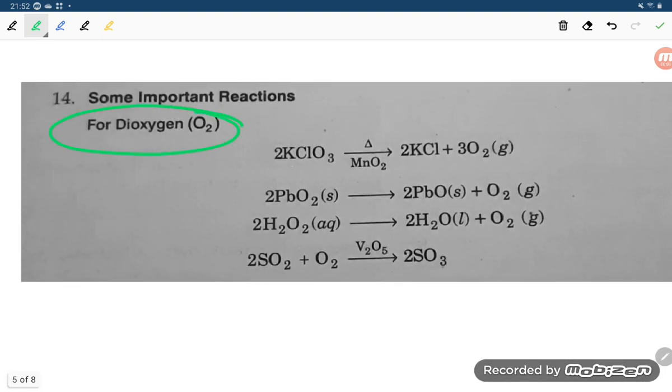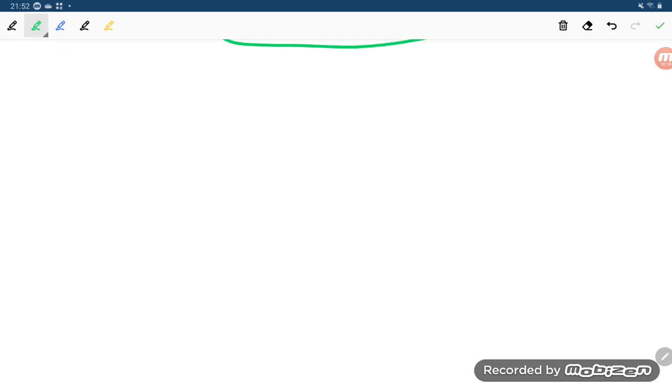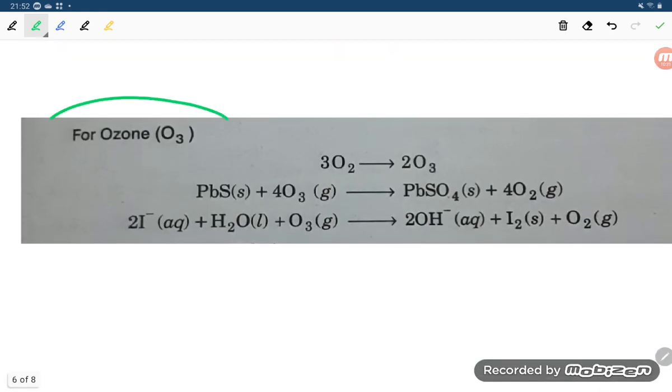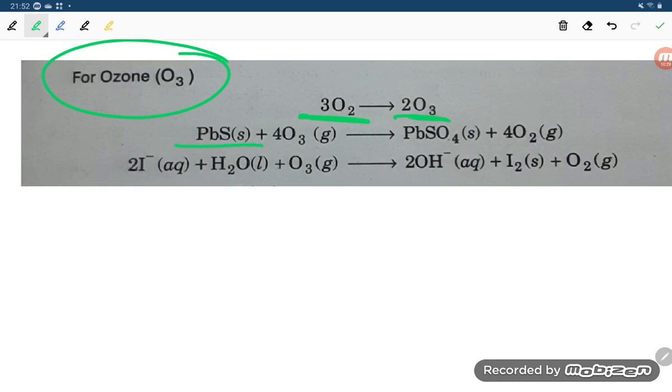Next one is dry oxygen. It is prepared by the reaction of potassium chlorate in the presence of MnO2 catalyst, giving 2 KCl and 3 O2. 2 PbO2 also gives PbO plus O2. 2 H2O2 also gives O2. SO2 on reaction with O2 gives SO3 in the presence of V2O5 catalyst. Ozone is prepared from oxygen: 3 moles of O2 get converted into 2 moles of O3. PbS plus 4 O3 gives PbSO4 plus 4 O2, and 2 I- plus H2O plus O3 gives 2 OH- plus I2 plus O2.